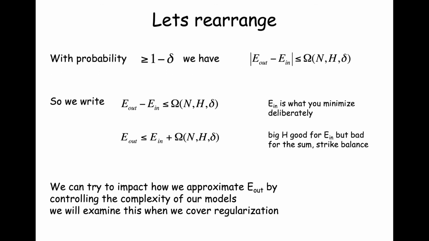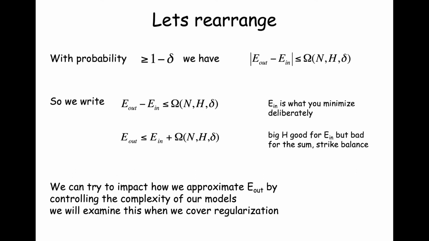And so if we take this expression and we add Ein to both sides of the inequality, we get that Eout is bounded by Ein plus this complexity term, this trade-off between our data set size, our VC bound, and the hypothesis set. And so what this says is that the size of our hypothesis set is good for Ein, but it's bad for the sum. You need to strike a balance between in-sample error and this complexity expressed by this interaction between the data set size, the hypothesis, and the VC bound.